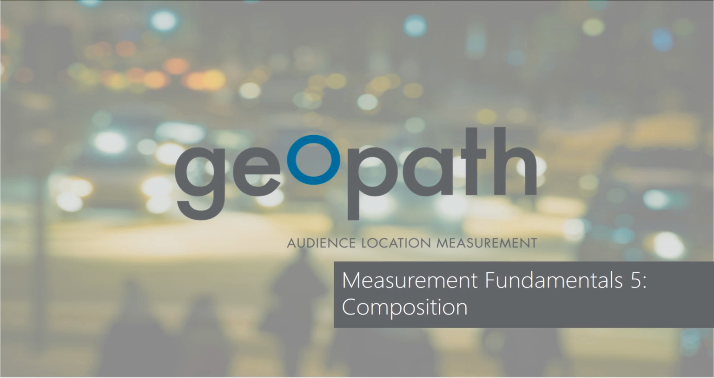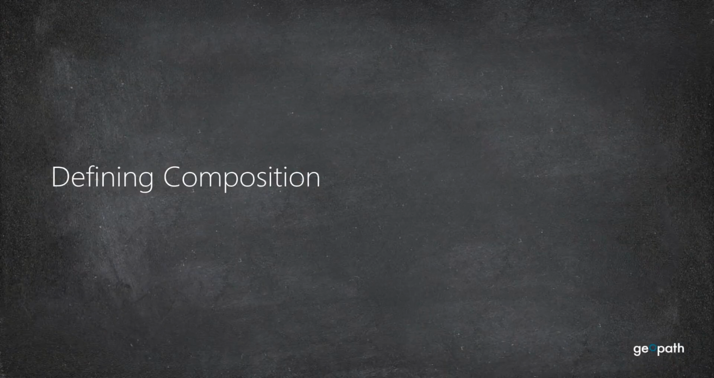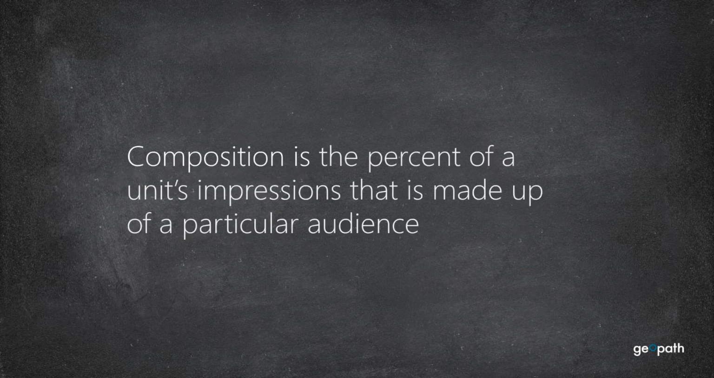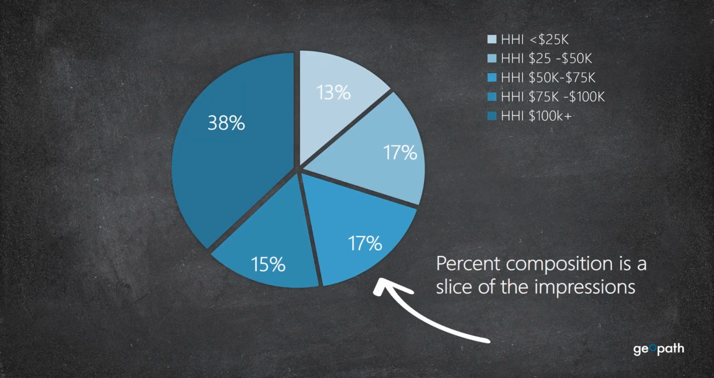In this review, we will define the term composition. Another way to use ratings to evaluate any media's ability to target an audience is to consider percent composition. Composition expresses the percent of a unit's impressions that are made up of a particular audience. Think of it as a pie chart with slices representing different unique audiences. It can be based on any demographic profile available in the GeoPath database.